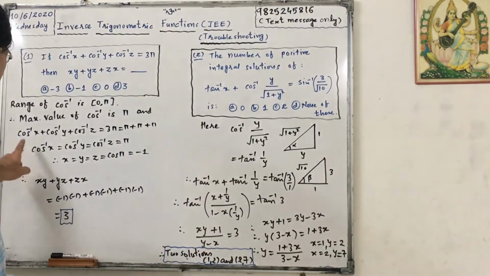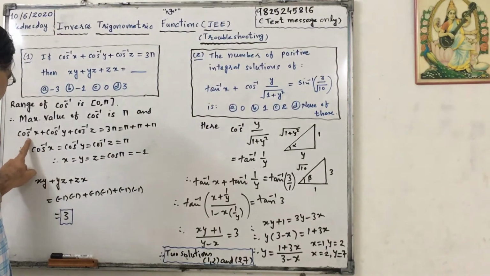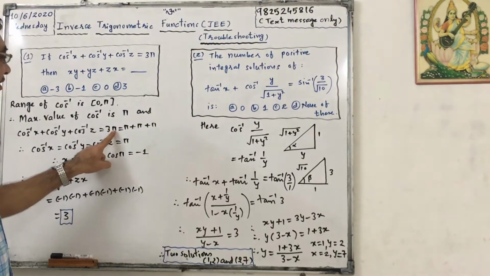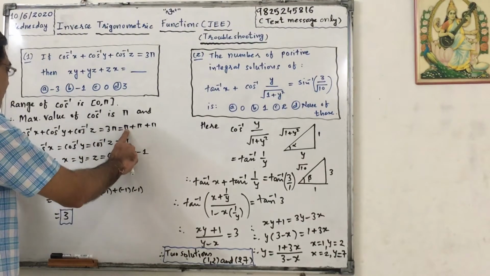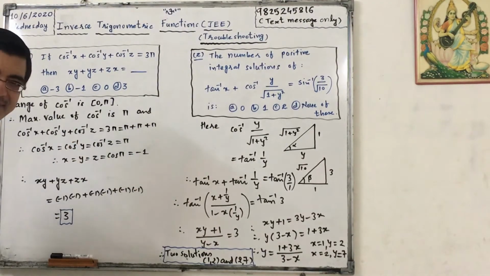So the maximum value of cos inverse is pi, and cos inverse x plus cos inverse y plus cos inverse z equals 3 pi can be written as pi plus pi plus pi. That means cos inverse x equals pi, cos inverse y equals pi, cos inverse z equals pi.